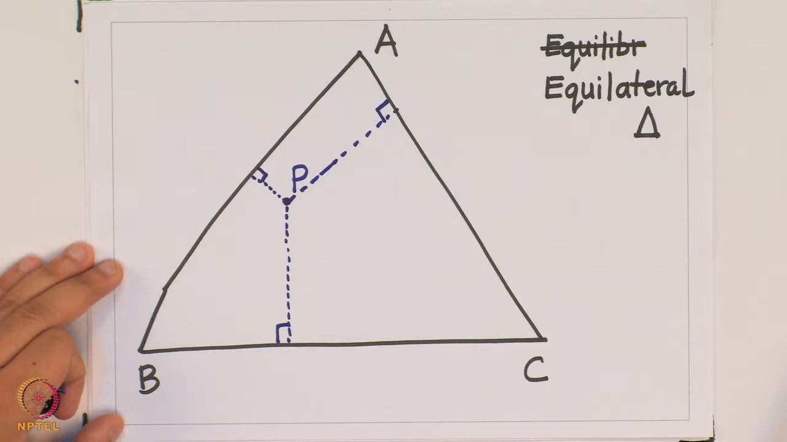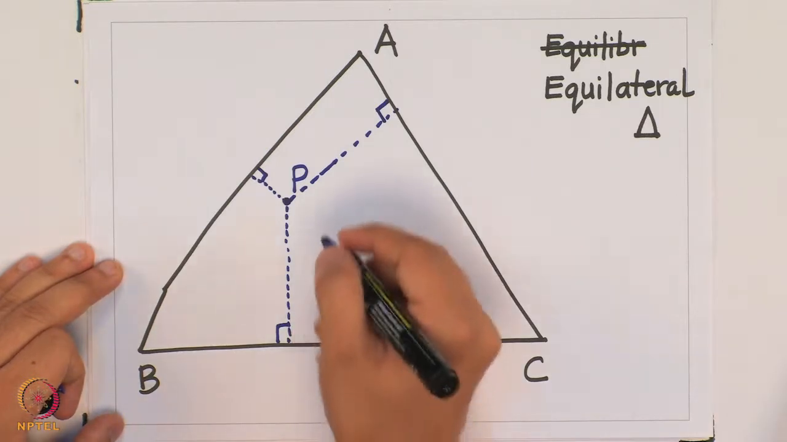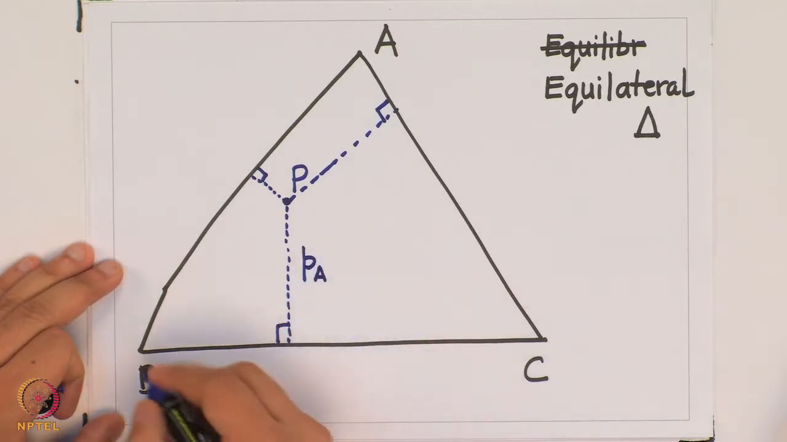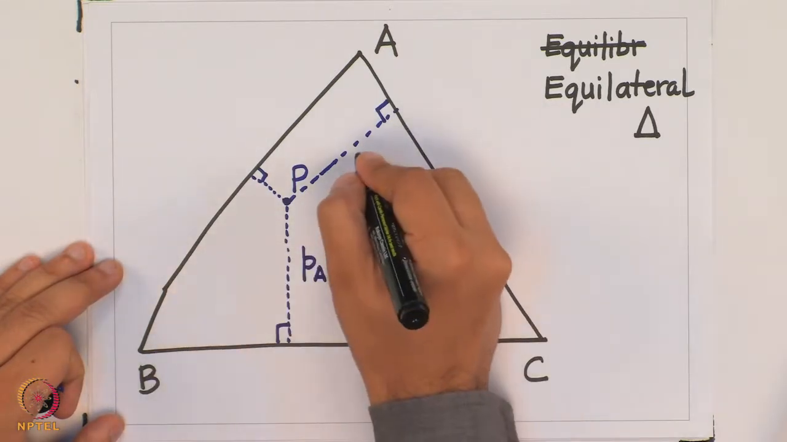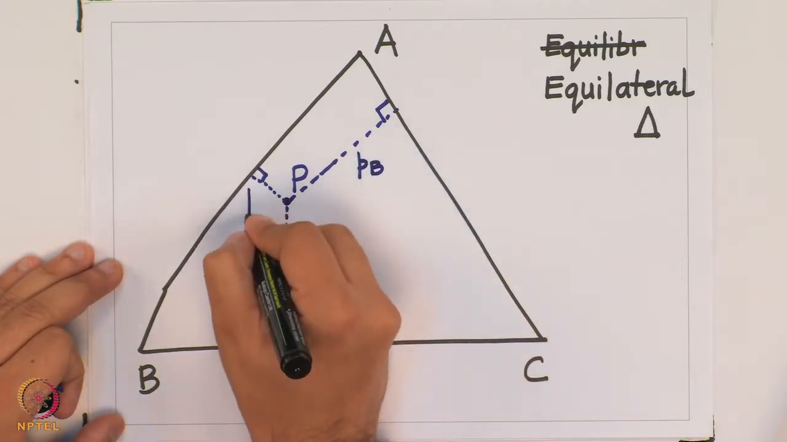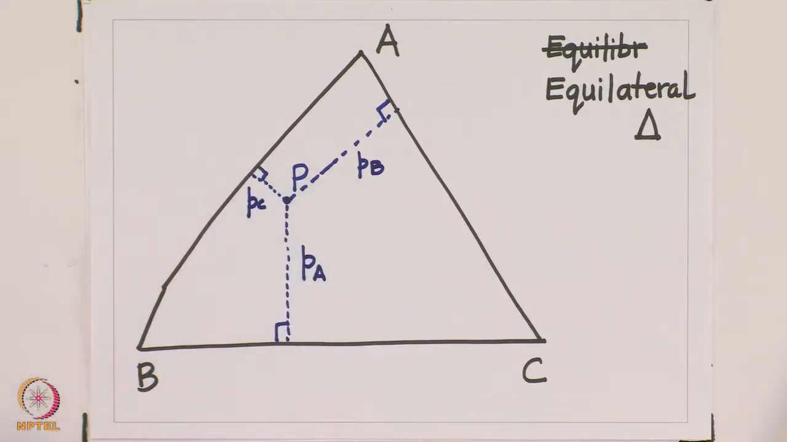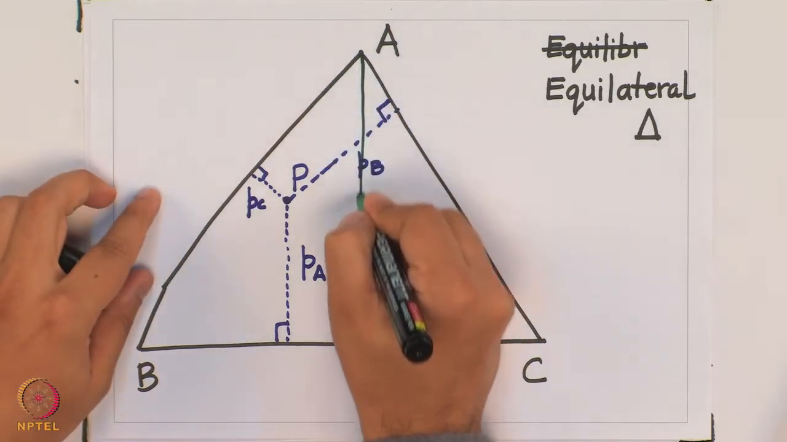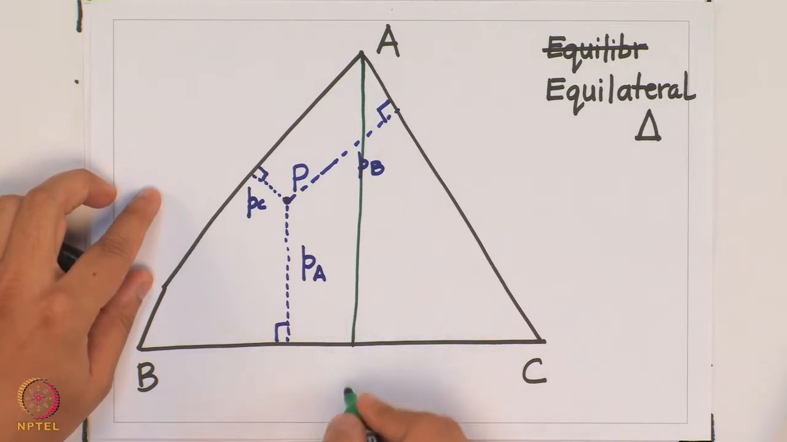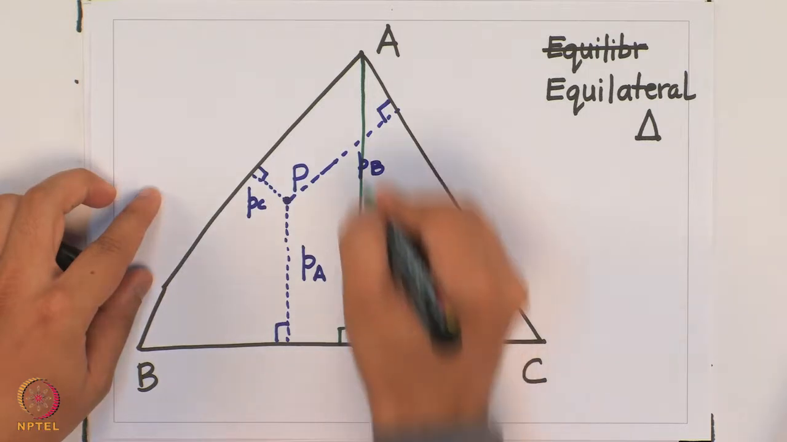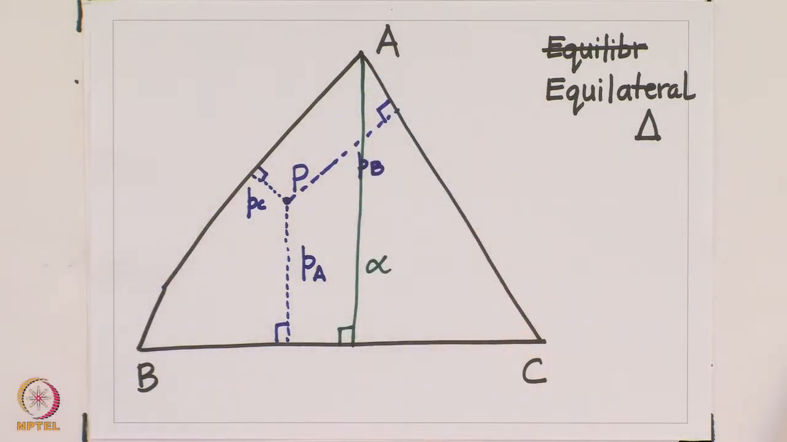Let us call the length associated with these three perpendiculars as follows: the one opposite vertex A, let us call it PA, the perpendicular opposite vertex B, let us call that PB, and the one opposite vertex C, let us call that PC. Let us also define a quantity in this equilateral triangle, which is the length of the perpendicular drawn from one vertex to the other side, and let us call that alpha.